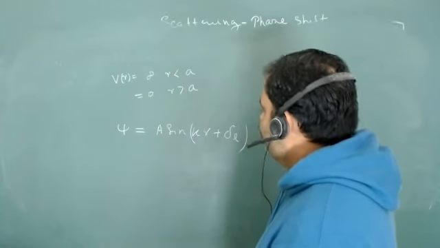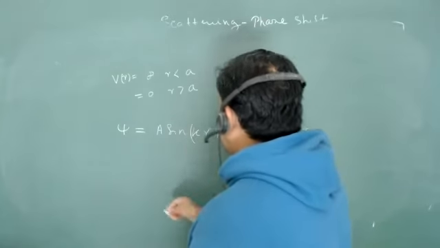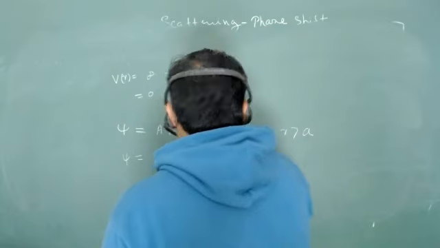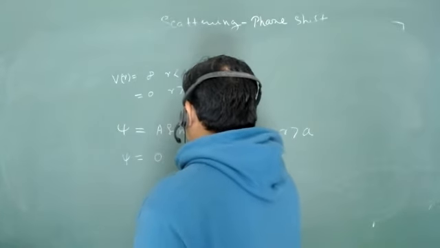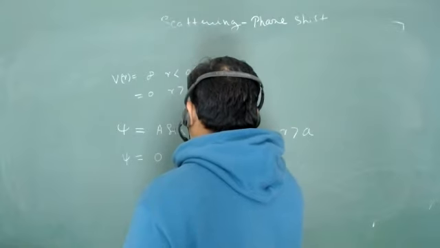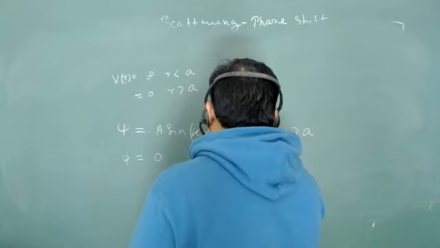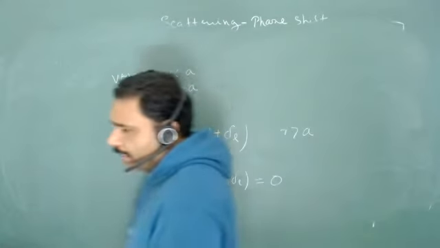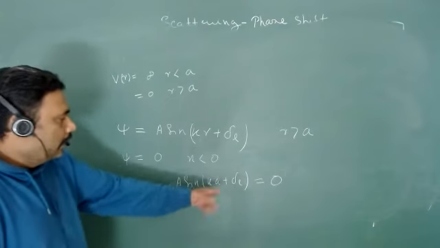So now what will happen? What is the wave function in region 2, that is r less than a? It is 0. So this term A sin(ka plus delta L) must be equal to 0. From here you can get the value of ka, or the value of delta L.